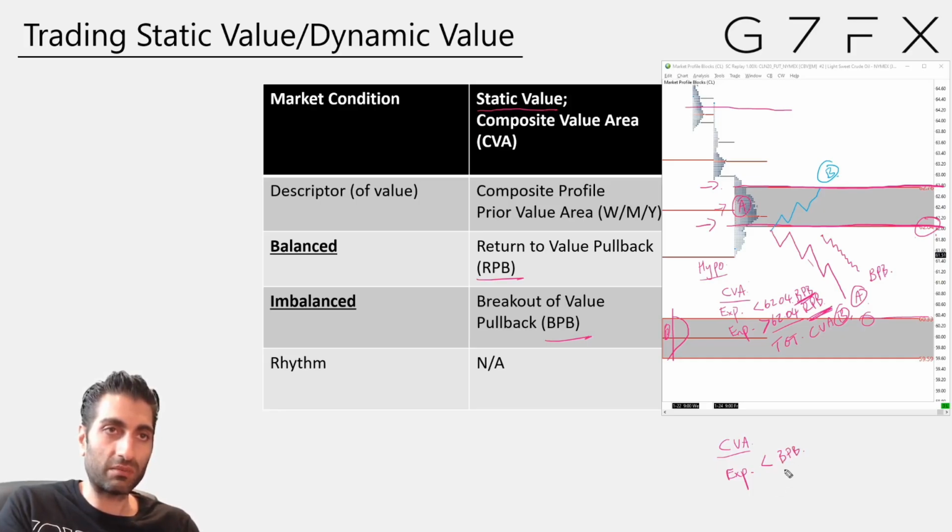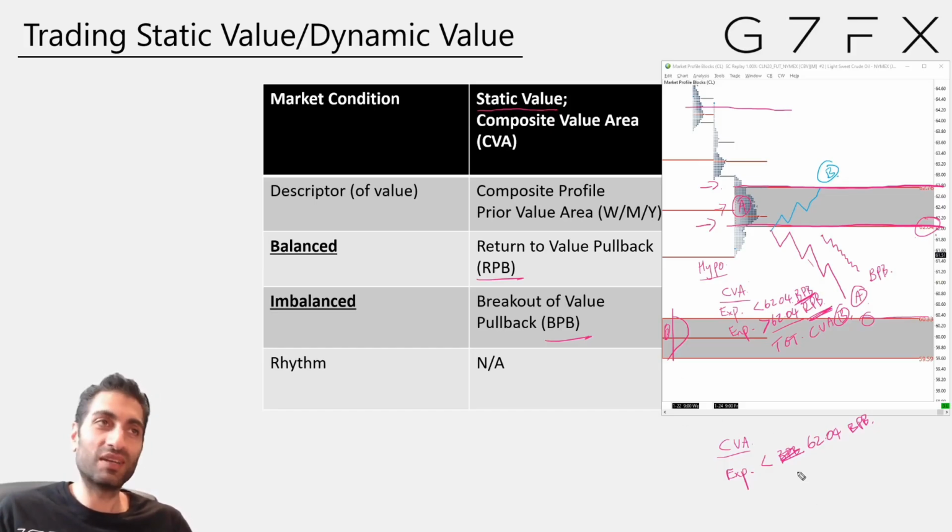Breakout pullback, breakout of value pullback, and I forgot to put the, sorry, 6204. I'm so sorry. I tell you, I haven't written stuff like this down. I can't tell you how many years it's been since I've had to write stuff down like this. I told you I don't do it anymore, but we're going to get you there. Don't sort of do exactly what I do, because you won't. I had to go through the process. I used to be religious about this stuff.